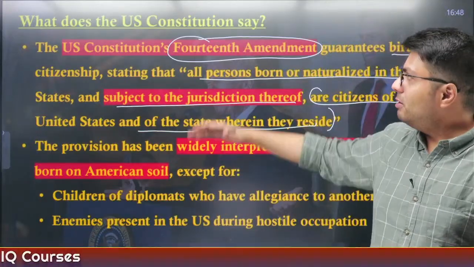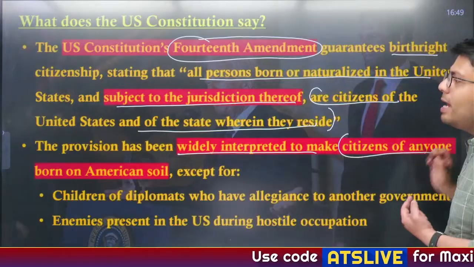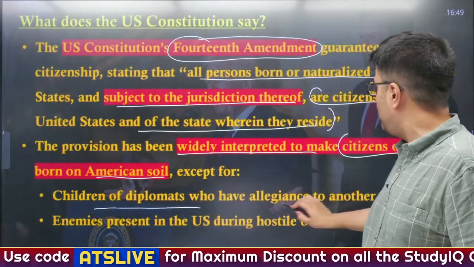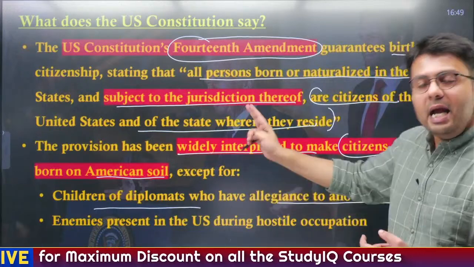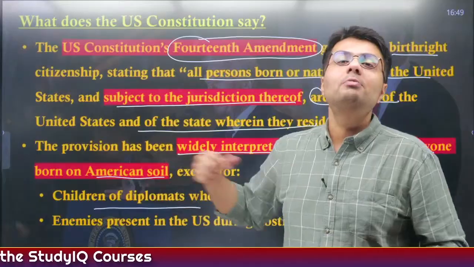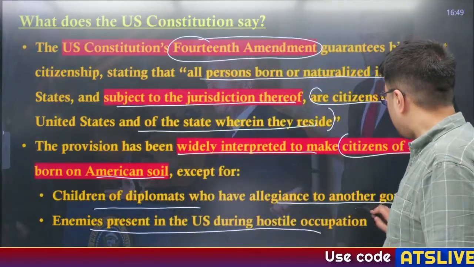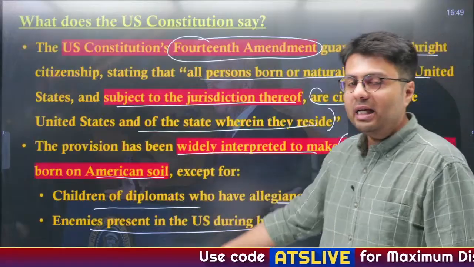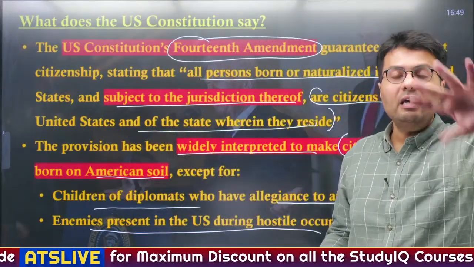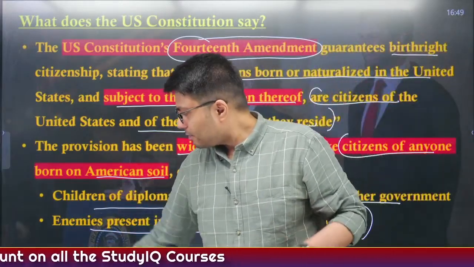Now this provision of the 14th Amendment was widely interpreted to make citizens of anyone who was born on American soil, except children of diplomats who have allegiance to other governments. So for example, if an Indian diplomat posted in New York has a child born there, the child is not eligible to get US citizenship. And enemies who are present in the US during a hostile occupation, their children are also not able to get citizenship. But it was extended to everyone who was there, legally or illegally, except these two circumstances, right?